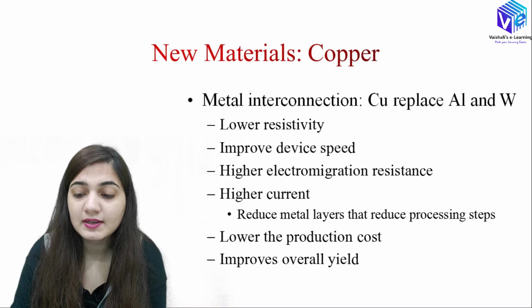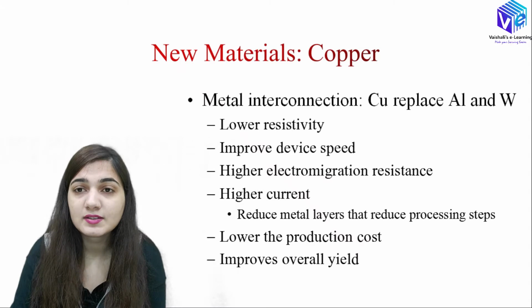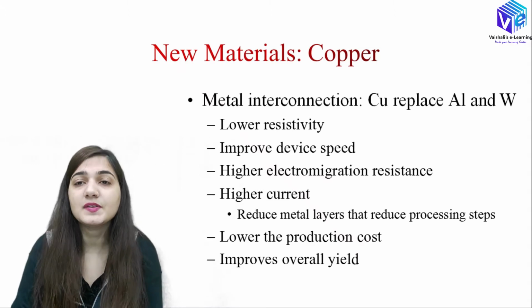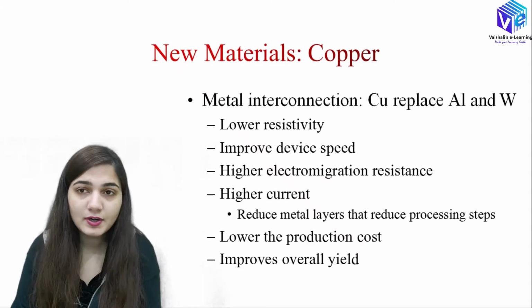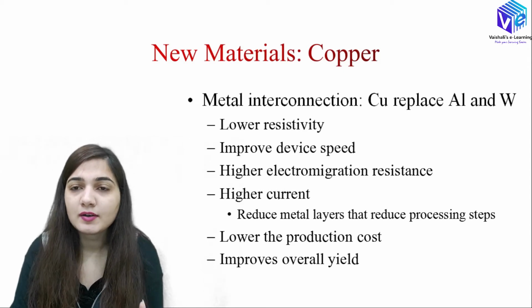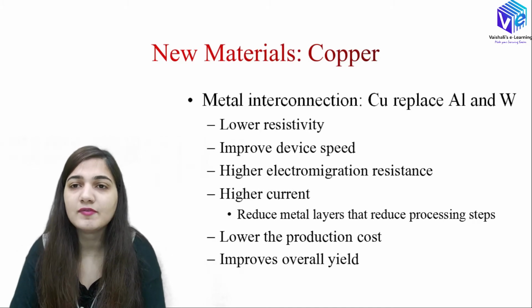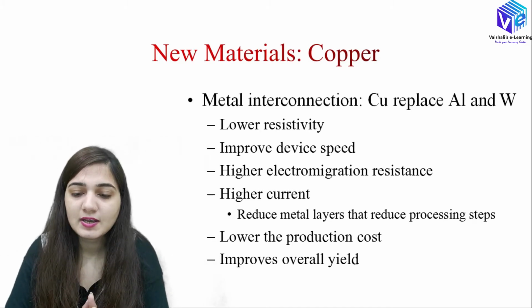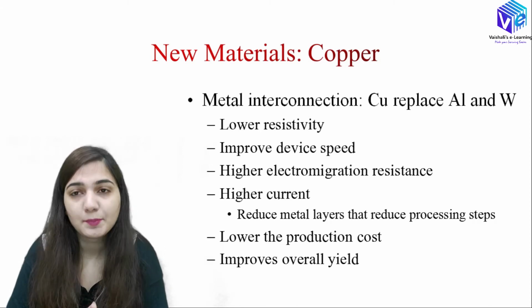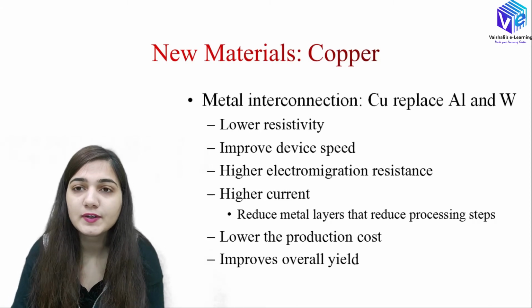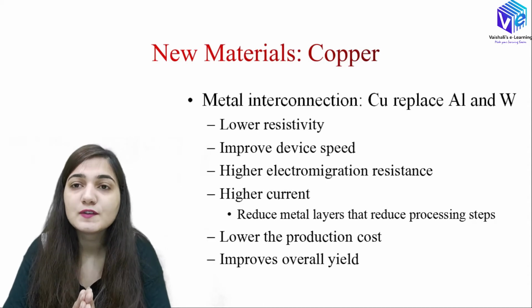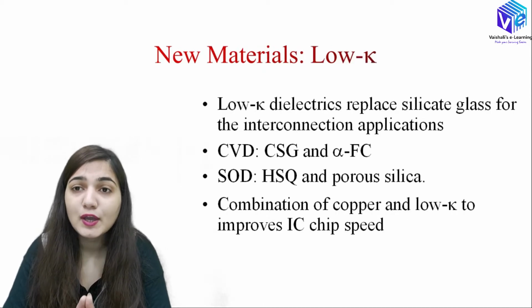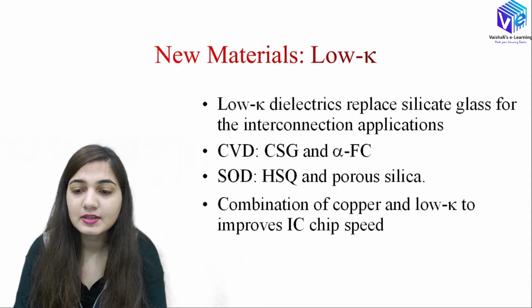It reduced metal layers, that reduces the processing steps, right? So whenever we are having more processing steps for the fabrication of any IC, what happens? The cost will increase. We don't want that, and for that we can replace aluminium with the copper. So it will be having lesser number of layers and lesser processing steps. So it will be lowering the production cost overall. So I hope now you understood how the production cost is lowered, and with the effect of that the overall yield will be increased. So now coming to the low dielectric constant materials.